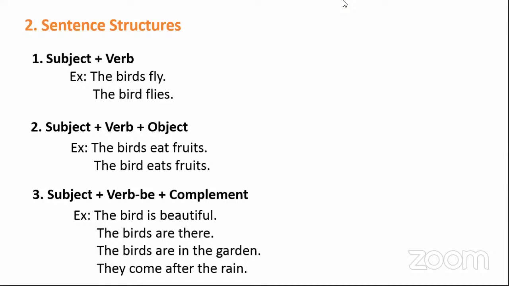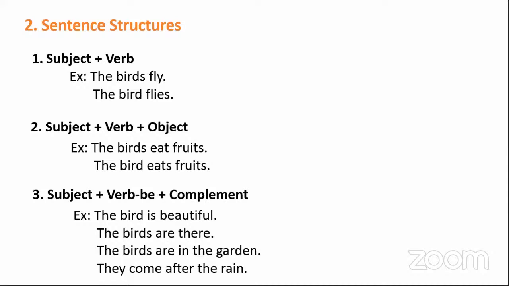So these are very simple structures. And you can say the boys run, the baby cries. Like that we can have the subject verb sentence pattern. Then number 2, we have the subject verb object pattern. So the birds eat fruits. And then we have the singular sentence, the bird eats fruits. Look at this, eat and fly. There are 2 verbs, eat and fly.